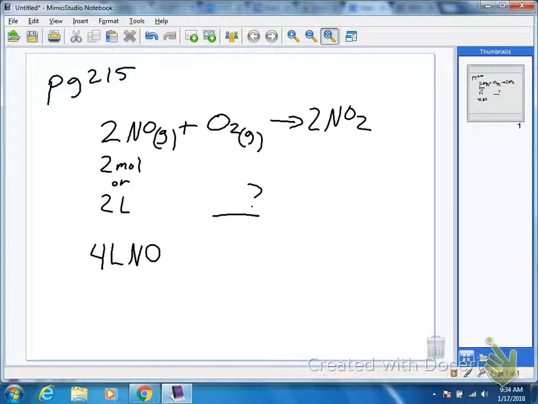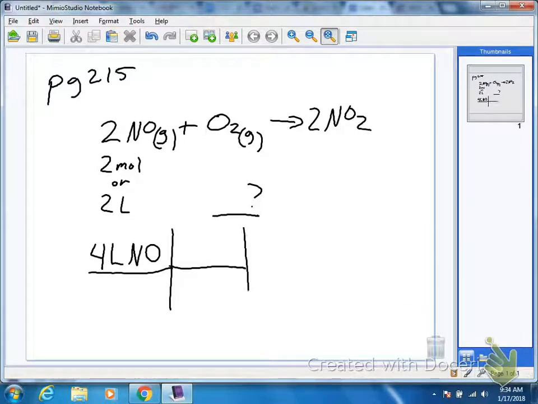So if this is 4, then oxygen is going to be what? 2, right? Because it's double. If I double this, this doubles. Does that make sense? So this is 2 to 1 or 4 to 2. Now, what you want to do is set these up, because a lot of times they're not that simple of a relationship, that direct relationship, where if this doubles, that doubles.